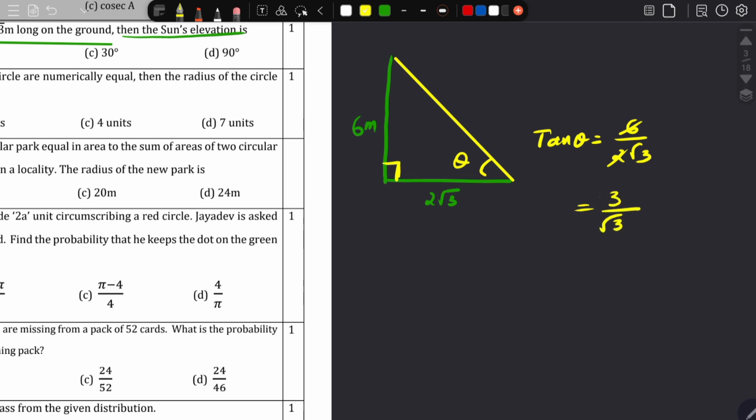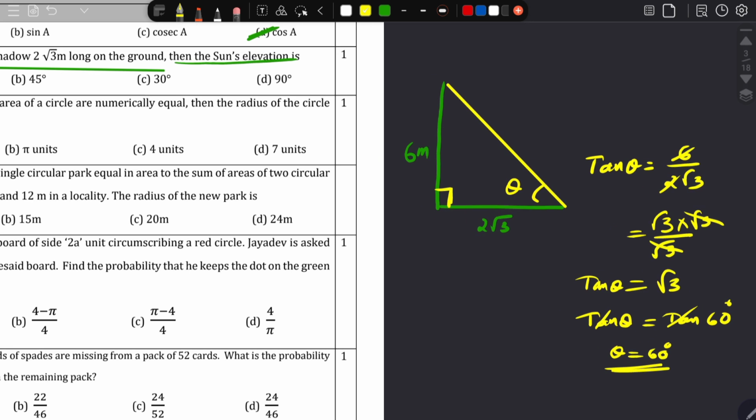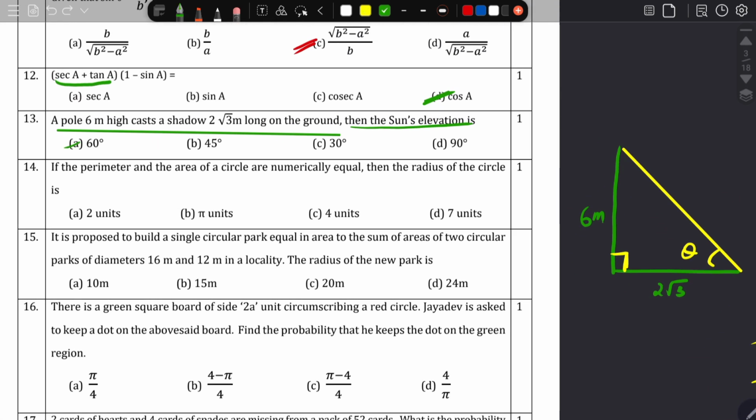In the numerator 3, I am writing root 3 into root 3. So root 3 cancels. I get tan theta is equal to root 3. When tan theta becomes root 3, I can write tan theta is equal to tan 60 degrees. So tan cancels, we can take theta is equal to 60 degrees. Therefore, which option? Option A is absolutely the right answer. Option A is 60 degrees.